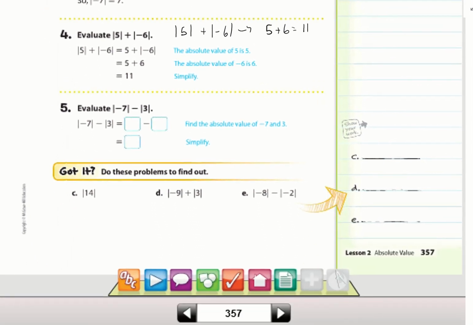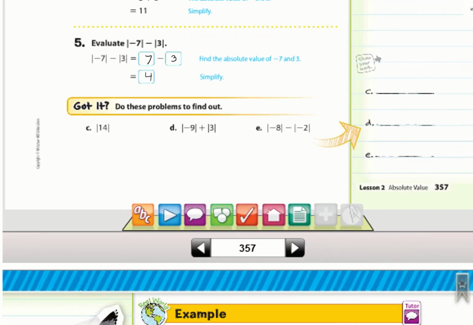Same thing with example 5. The absolute value of -7 is going to be 7, and the absolute value of 3 is going to be 3. So now we have 7 minus 3 equals 4. So go ahead and try C, D, and E. So I found the absolute value of all my numbers. So absolute value of 14 is 14. -9 absolute value plus 3 absolute value, that is going to be 9 plus 3. The absolute value of -8 is 8. Absolute value of -2 is 2. So 8 minus 2 equals 6.